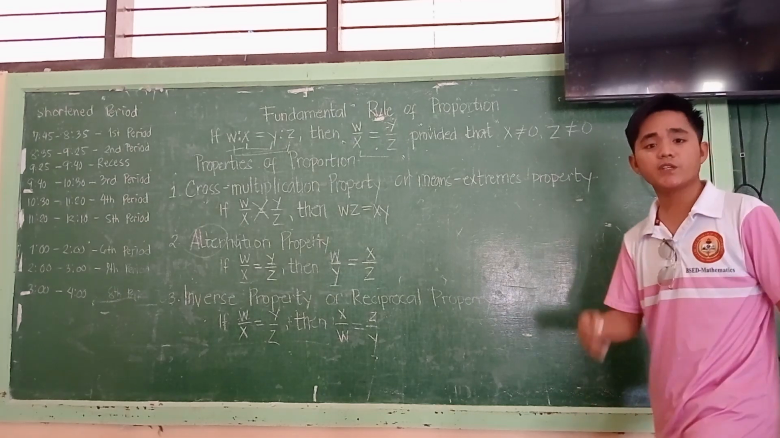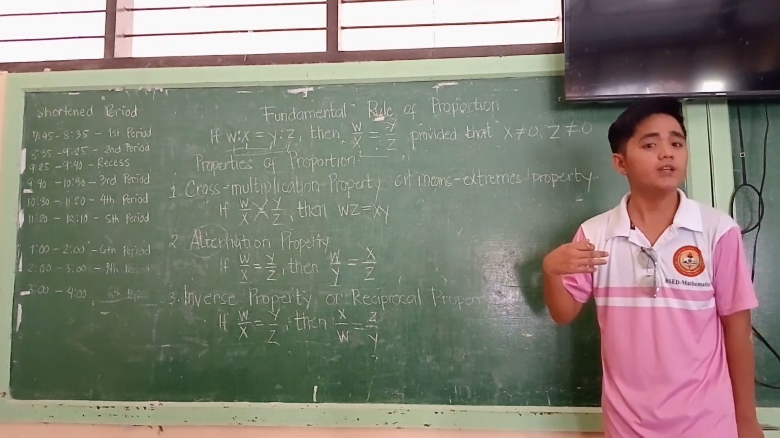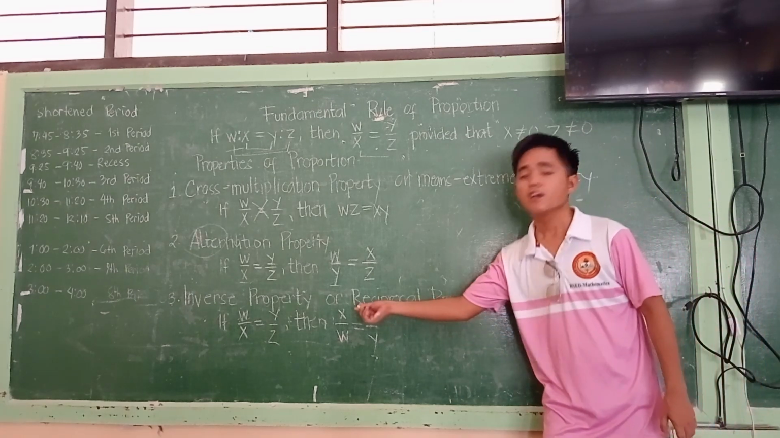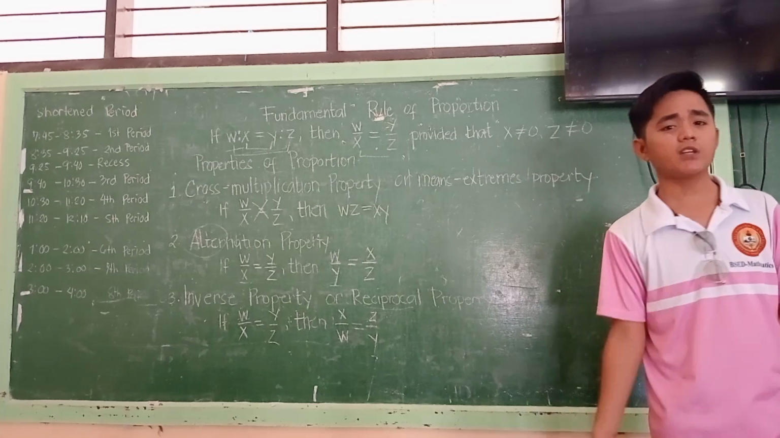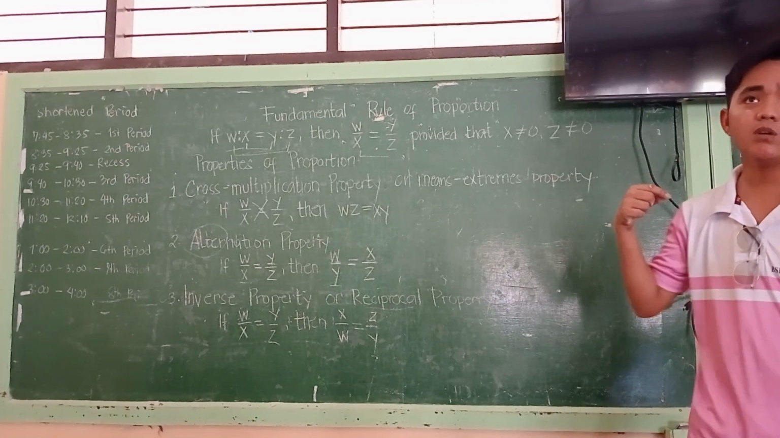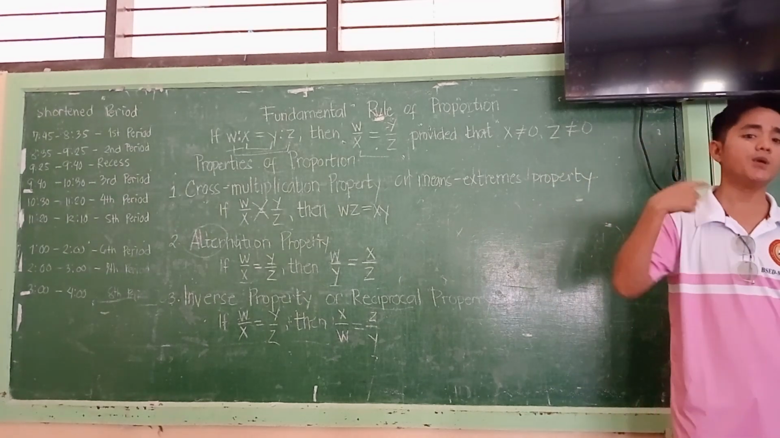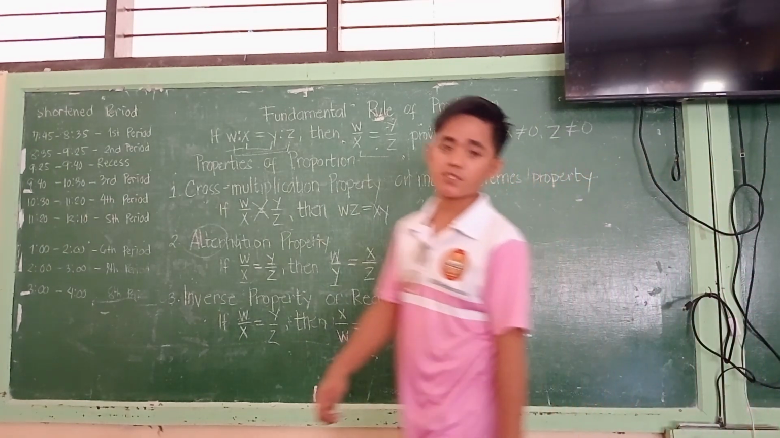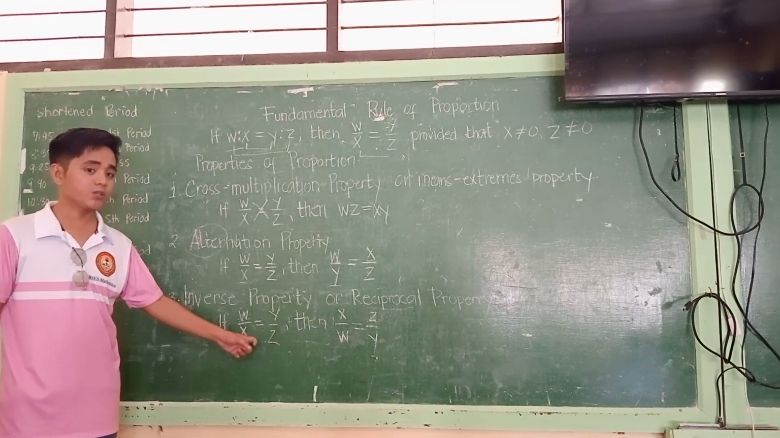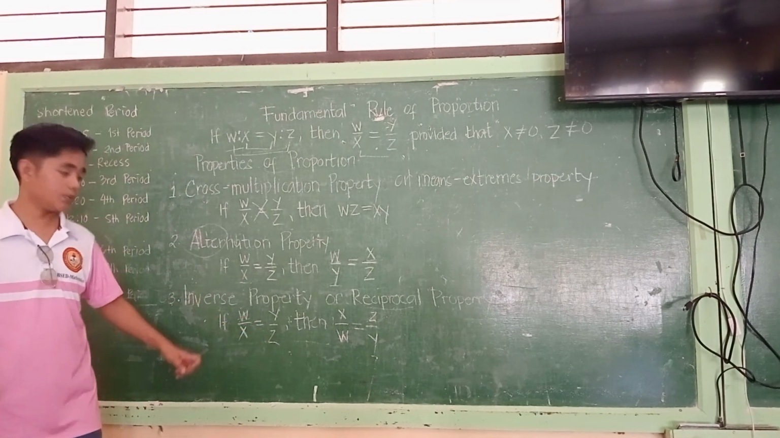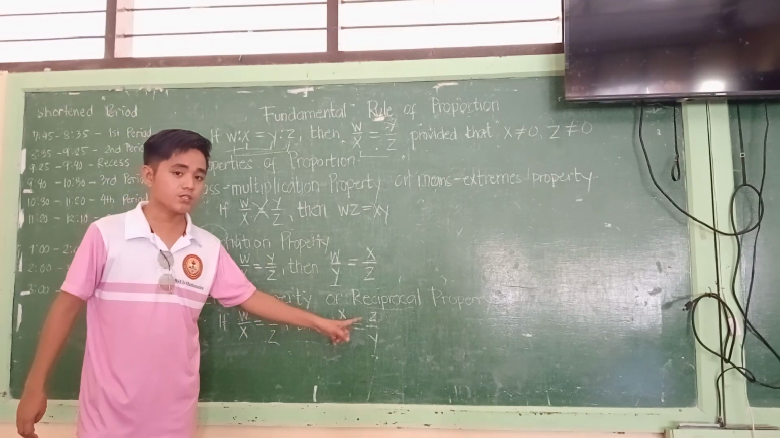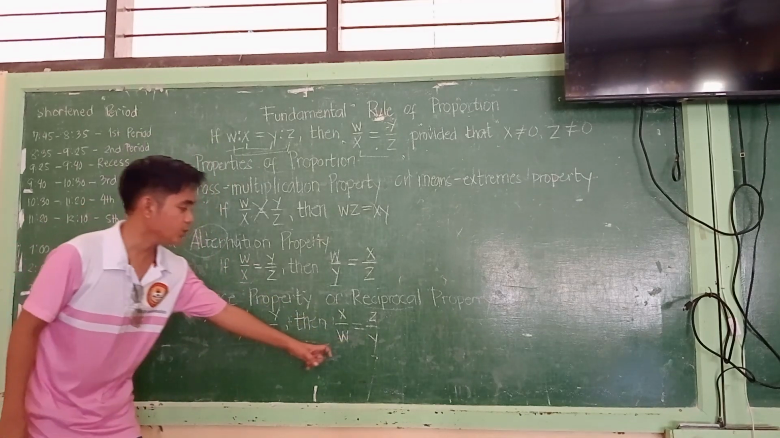Next, we have the inverse property, or most commonly known as the reciprocal property. We are familiar with the word reciprocal, which means to flip: what is on top goes to the bottom, and what is on the bottom goes to the top. So we have here the statement, if w over x is equal to y over z, we could rewrite this into x over w is equal to z over y.